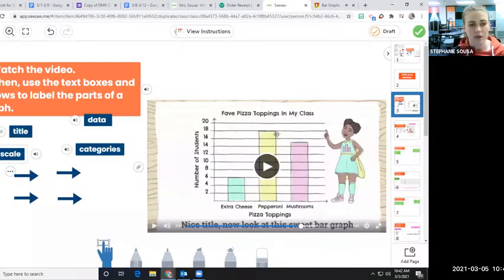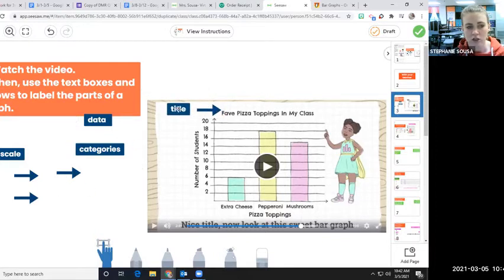All right, people. Yes, indeed. Here we go. Watch the video. Use the text boxes and arrows to label the parts of a graph. Okay, let's take a look at this image that we see here. Let's label where the title is. Our title goes at the top of our graph and it shows what the graph is about. Let's get that title labeled. You will be adding titles to graphs.